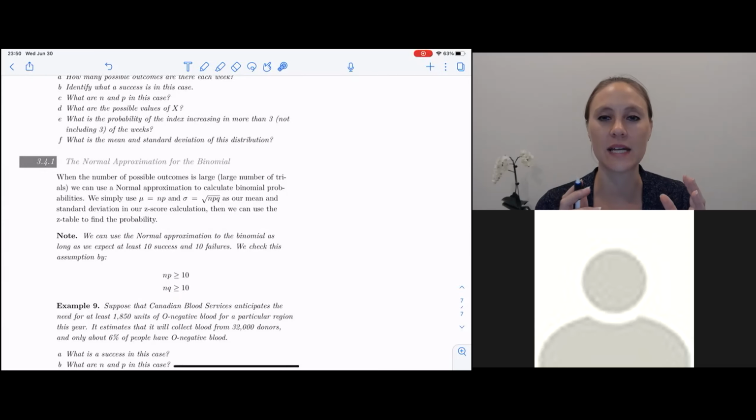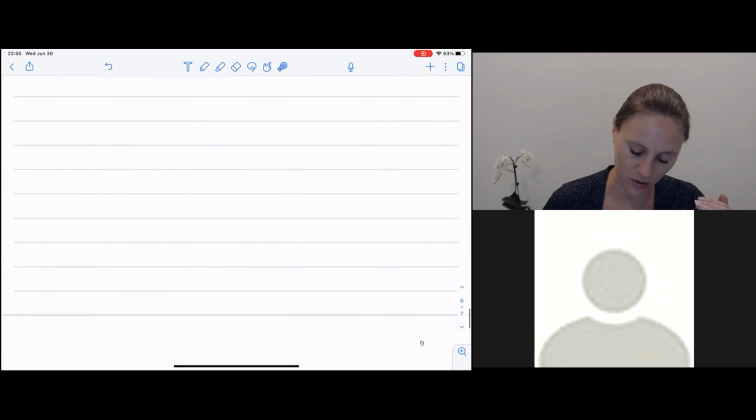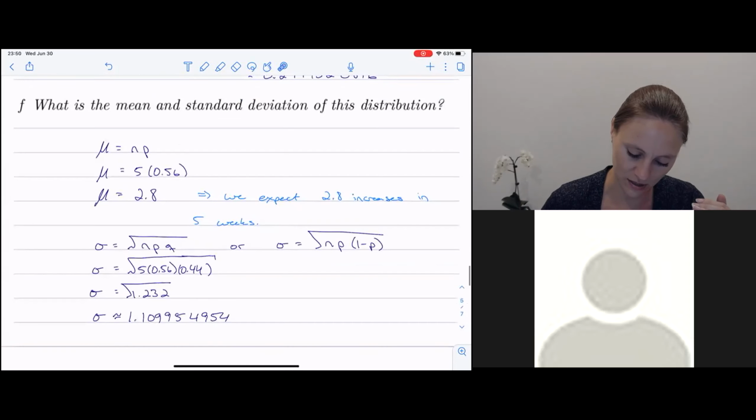This means that if I need a minimum of 10 successes and 10 failures, the absolute smallest number of trials that we can use this for is 20, and that's if we have an even 50-50 split, which is pretty rare. So we need a large number of trials in order to use this. But once we do, it's what you'll want to use, because you don't want to do these using the binomial distribution like we did here.